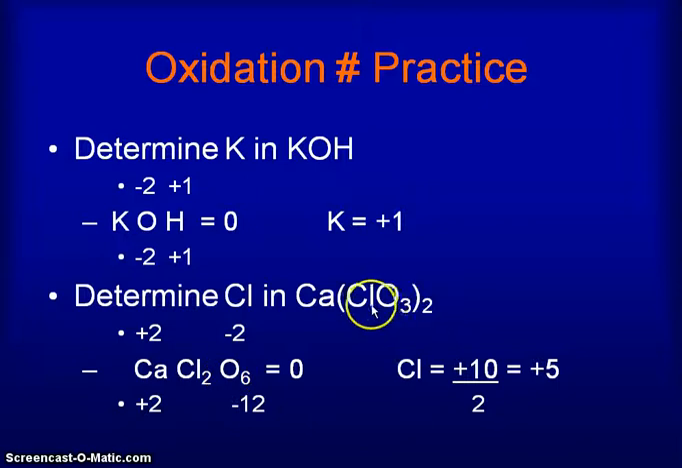Now, I went ahead and distributed this 2 throughout. It just is a little bit easier for me to see my math that way. So I made it CaCl2O6. The 2 gets multiplied through those parentheses.